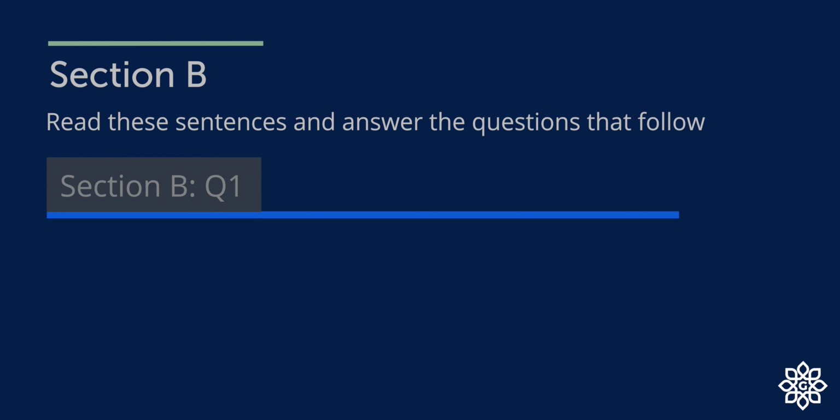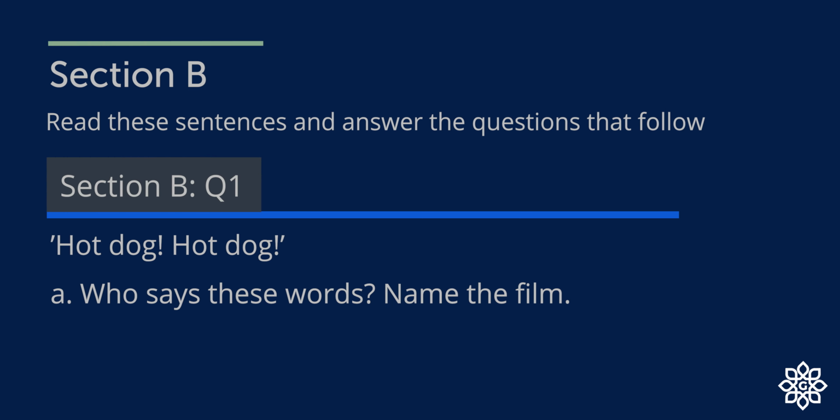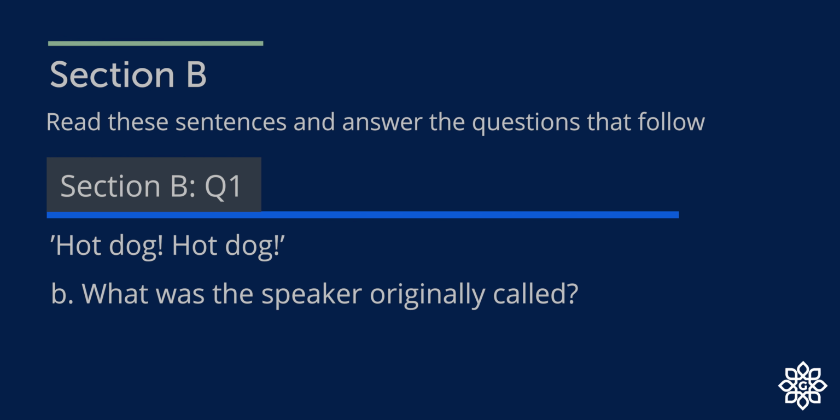Let me do the first one. Hot dog, hot dog. Who says these words? Name the film. Mickey Mouse says these words, hot dog, in the movie The Carnival Kid. What was the speaker originally called? The speaker was originally called Mortimer Mouse.